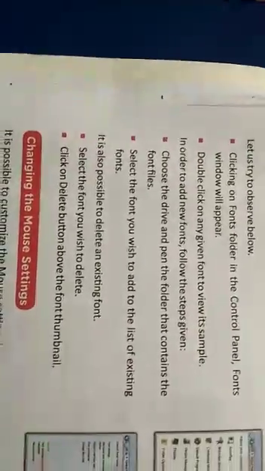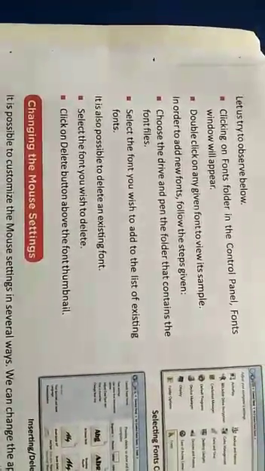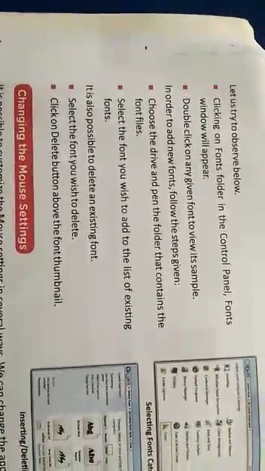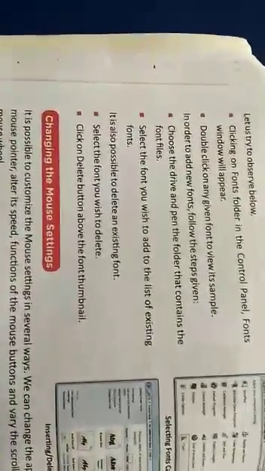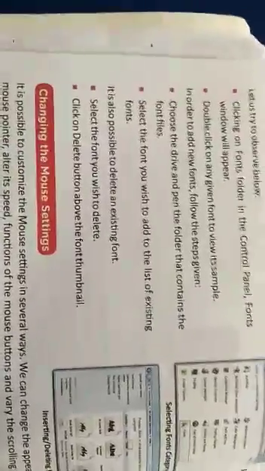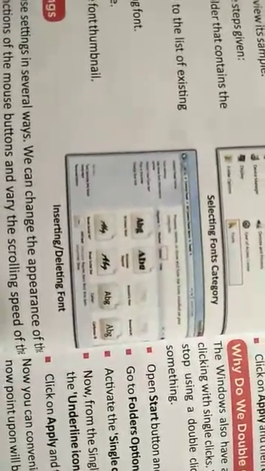Second, in order to add a new font, follow the given steps. Now if you want to add the new font, click on the drive and open the folder that contains the font file. Whatever font file you have just downloaded or prepared, just choose the drive. Select the font you wish to add in the list of existing fonts. Now whatever font you want to select from the list, select OK. Now see, when you do this, different fonts are there. Inserting, deleting fonts, this sort of dialog box will appear in your computer.